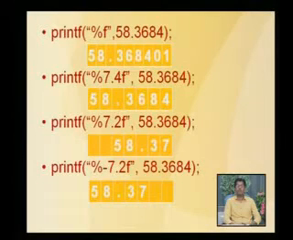Next is printf %7.2f with 58.3684. As you can see, block size is 7, and after the point the maximum possible is 2. So 58.37, again the same case, it is always right justified, as the hyphen sign is not there. So 58.37 will be stored in your blocks, and the remaining 2 blocks remain vacant.